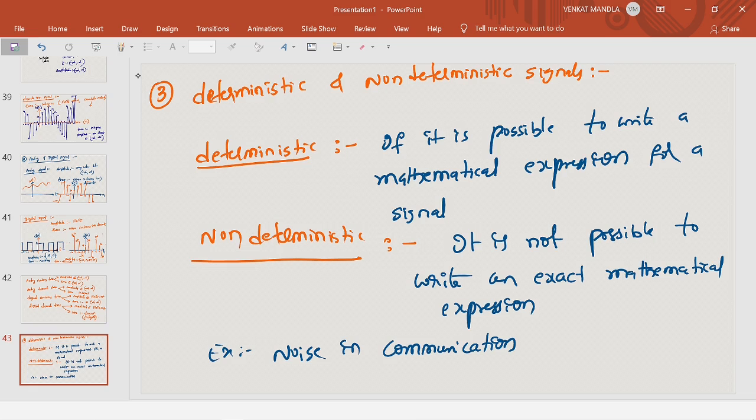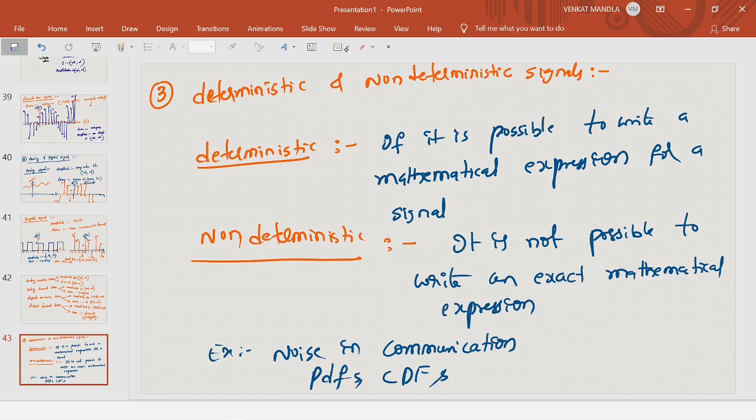So what can we do for random signals if we cannot write the mathematical expressions? We can simply estimate them. So their PDFs and CDFs are possible: probability density functions, cumulative distribution functions. I will discuss all these things when I discuss random variables and random processes in communication. These are one of the simple classifications.